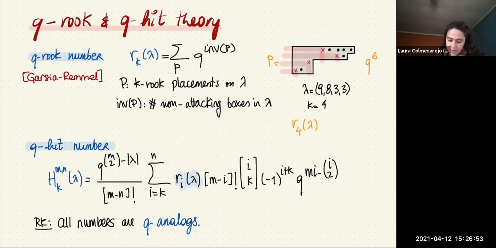So this is going to be the Q-analog of n factorial. And every time that you see something on the slides with the brackets, I mean Q-analog.